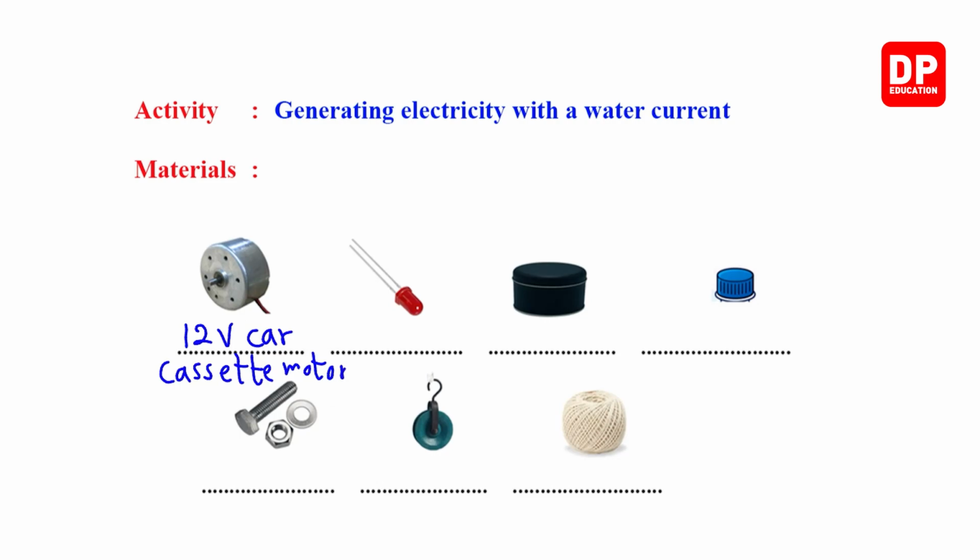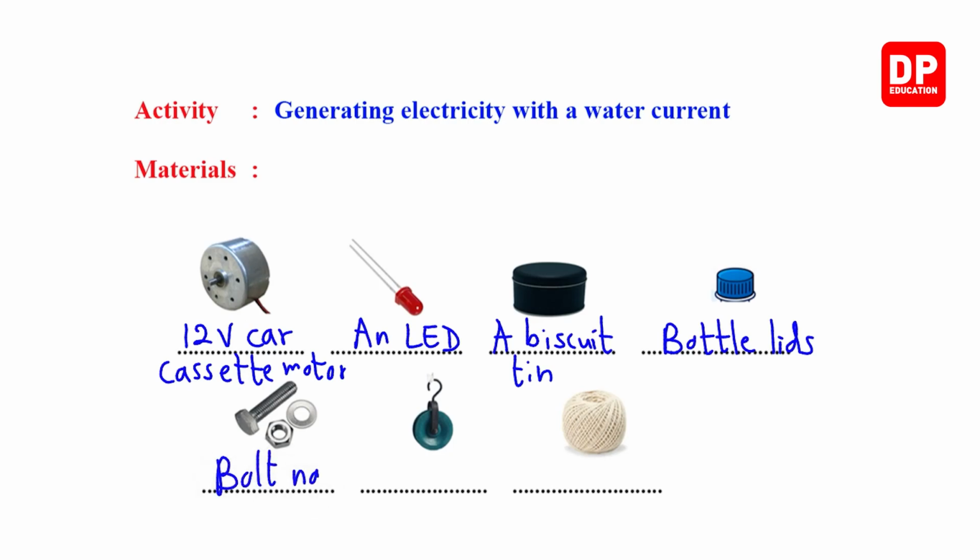Car cassette motor, and then we need an LED. We need a biscuit tin or small tin. And then this time we don't need mega bottles, but we need bottle lids. Bottle lids. We need bolt nails. A small pulley. And a thread.